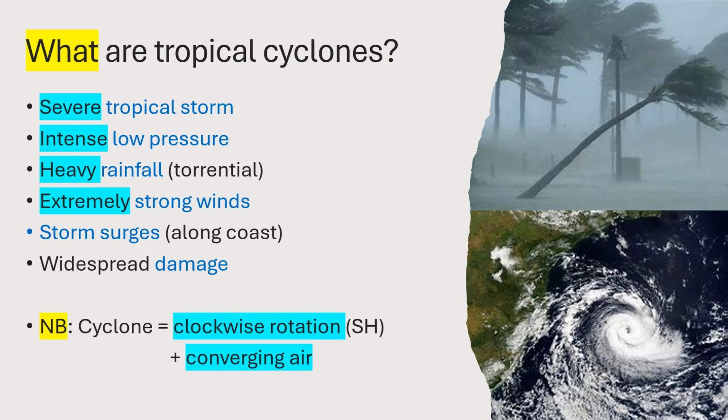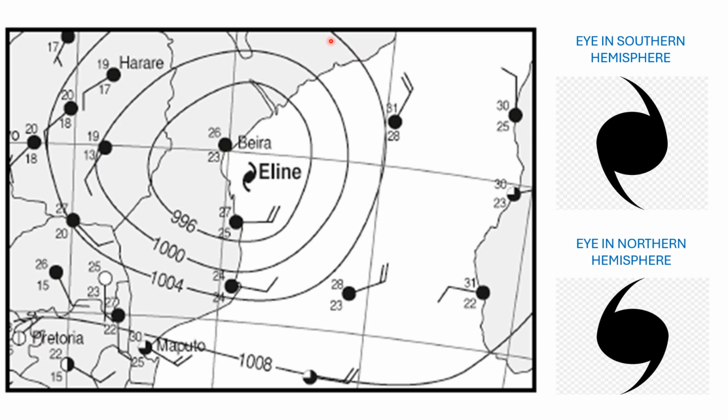It is important to remember that because we are dealing with a cyclone, the flow of air around the center is in a clockwise direction in the southern hemisphere, as well as some converging air towards the center of the tropical cyclone. The tropical cyclone can be identified on a synoptic weather map by a number of defining characteristics.